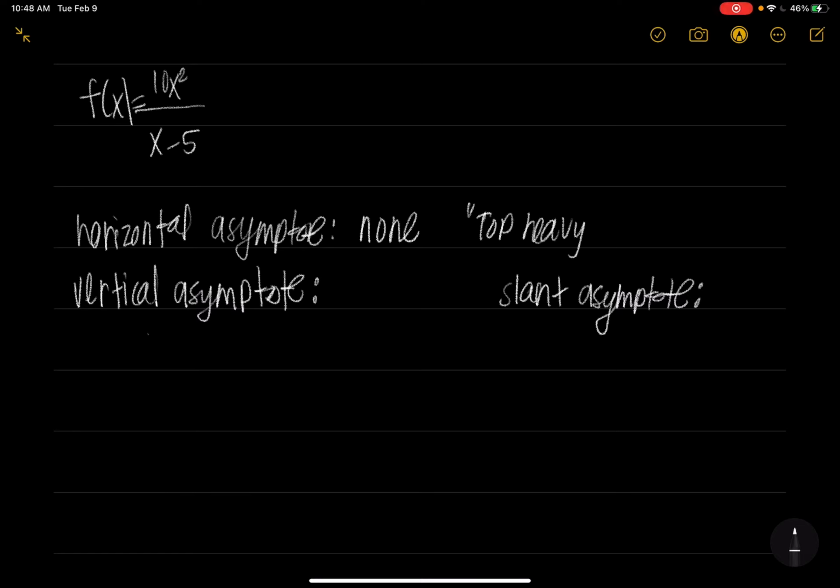We'll come back to the slant asymptote in just a second, but for a slant asymptote, the degree of the numerator has to be exactly one more than the degree of the denominator. So we are going to test for a slant asymptote in a bit.